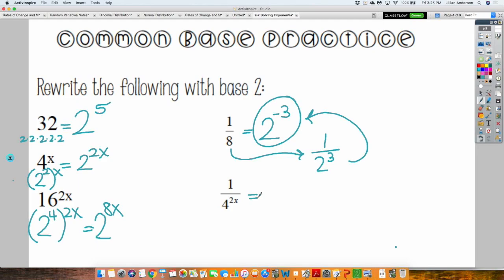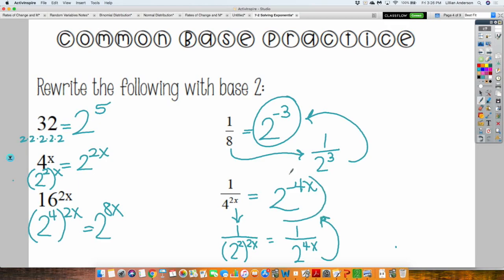What about this one? It'd be 2 to the negative 4x. Again, if you rewrite 4, excuse me, that becomes 2 squared, and there's already a 2x out there. So then you just multiply those together. And then, of course, you make the exponent negative to get rid of that fraction part. Okay? So these arrows basically indicate like the path that you're taking to get to the answer. But that's the skill that you need to solve these problems.